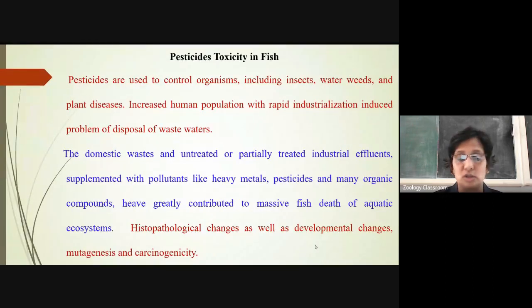So heavy metals are also added into that, and pesticides and many organic compounds have greatly contributed to the massive death of the aquatic ecosystem. Okay, so pesticides present in the environment, with other similar organophosphate compounds, may induce a lethal or sub-lethal effect. The lethal effect is very damaging. Sometimes the death of that animal takes place.